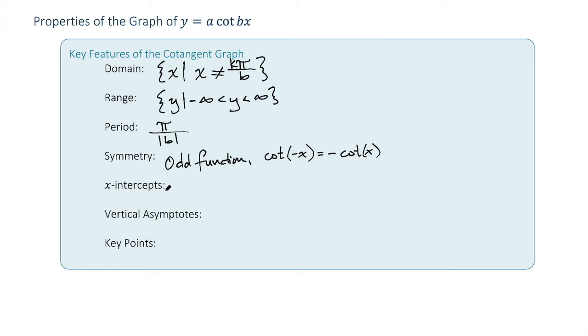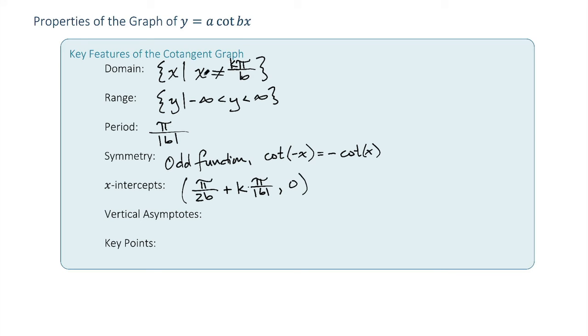The x-intercepts of the cotangent function were when the cosine, the numerator of the cotangent, is equal to 0, which is when bx is pi over 2 plus any multiple of the period. So that is our x-coordinates of pi over 2b plus any multiple of the period, which was pi over the absolute value of b. And then, of course, the y-coordinates there were 0.